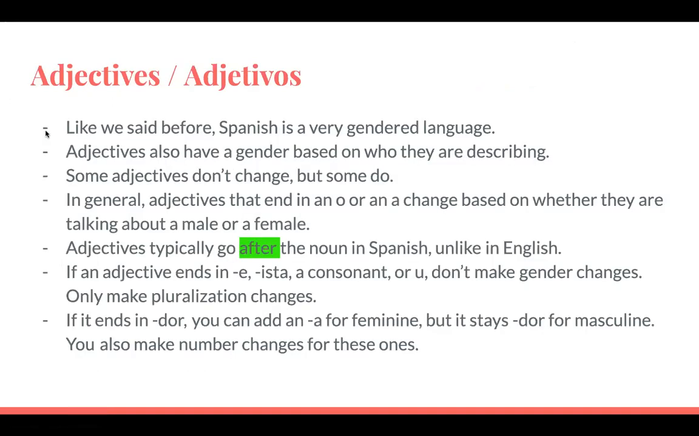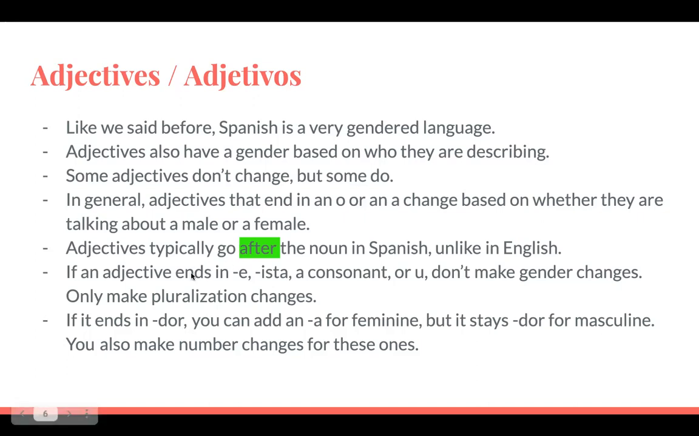And just to go over the adjectives, and this is new, I didn't go over this yesterday. Spanish is a very gendered language, obviously. Adjectives usually have a gender based on who they're describing. They go along with the gender of what they're describing. Some of them don't change, but some of them do. In general, adjectives that end in an O or an A change based on whether they're talking about a male or a female. And adjectives typically go after the noun in Spanish, unlike English. So if you say the tall man in Spanish, it would be the man tall. That's weird, but they usually go after the noun.